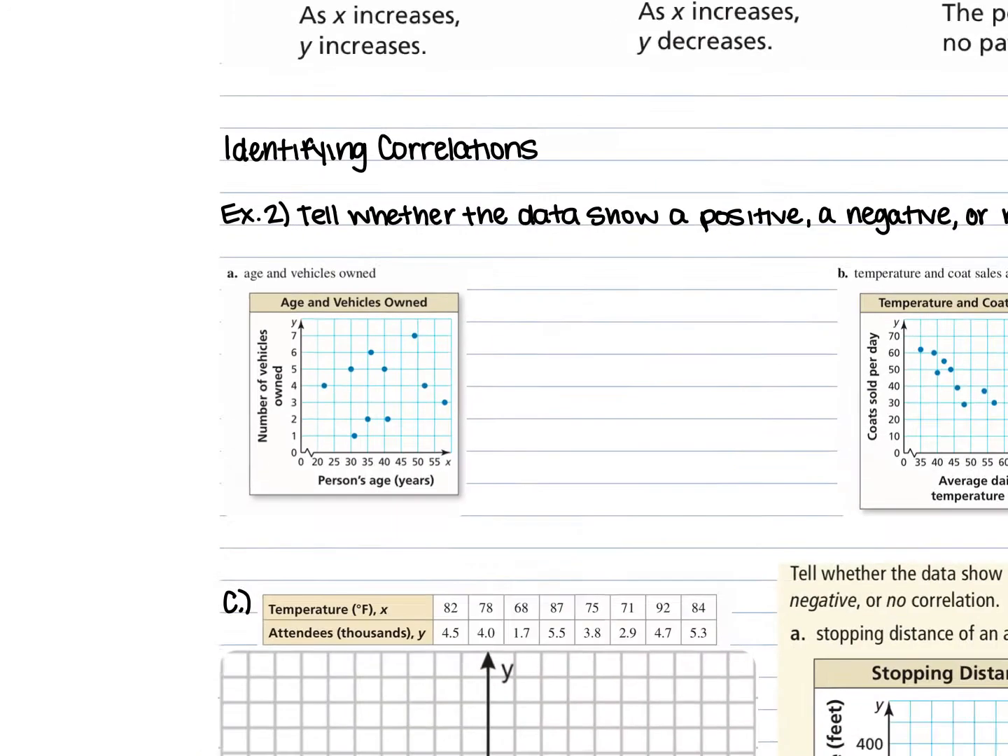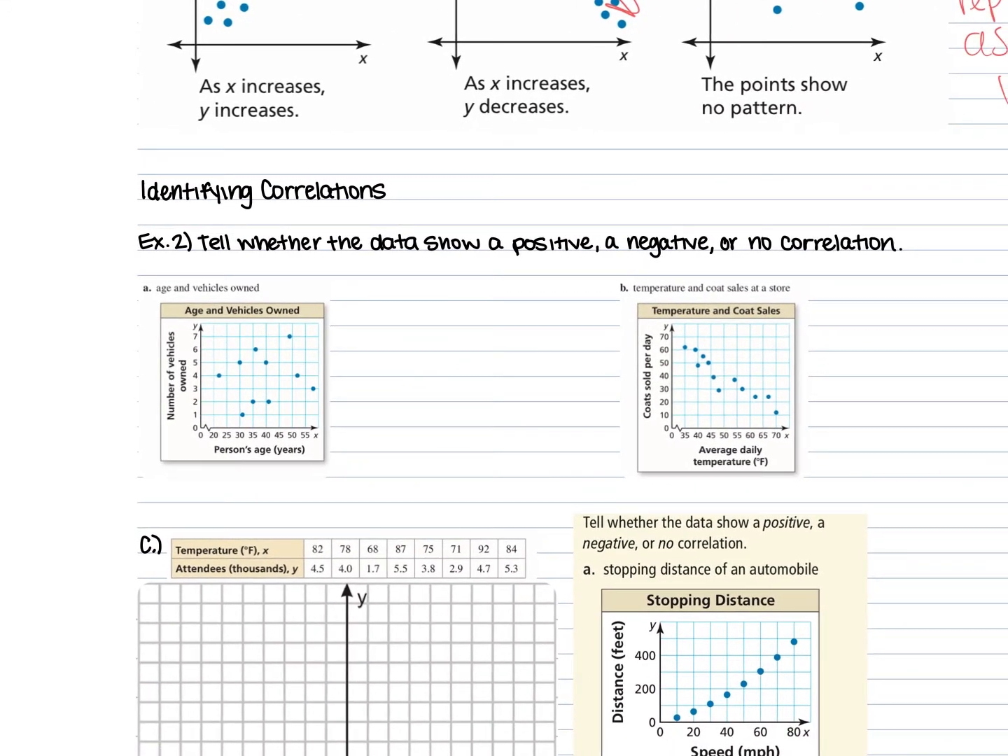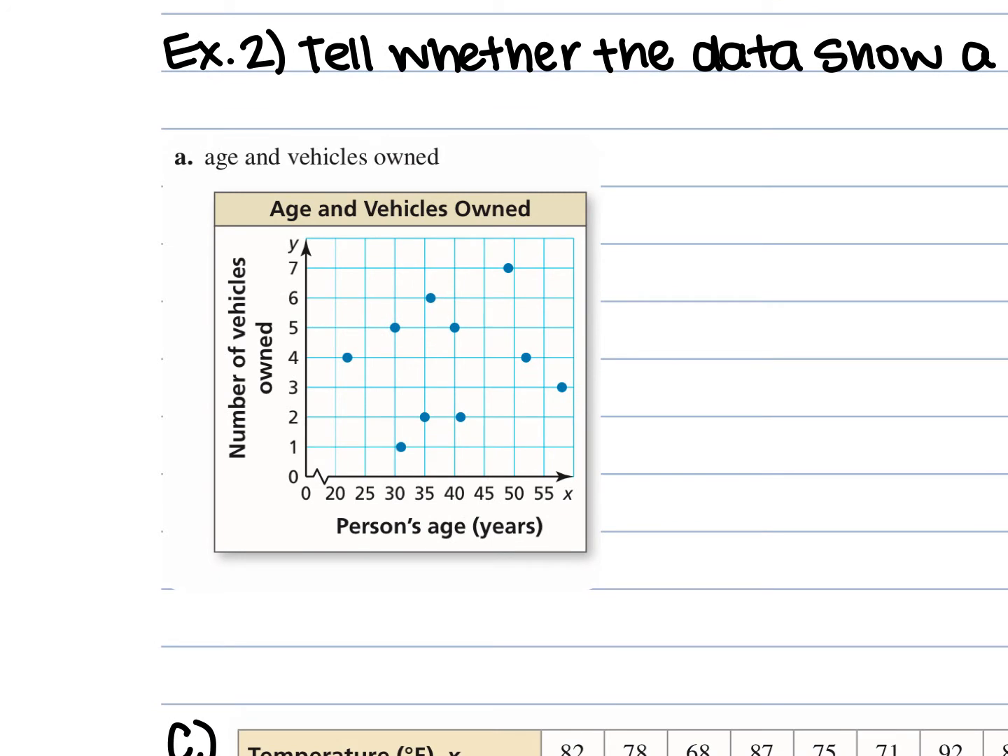Okay. So take a look. We're going to identify some different sets of data and we're going to compare them, okay, and see if they have a negative, a positive, or no correlation. Take a look at the first one. Your age and the vehicles you've owned in the past, okay? Is there any correlation here? No. So we're going to write no correlation. Why is there no correlation? It's all over the place, okay? It's a true scatter plot. Everything's scattered.